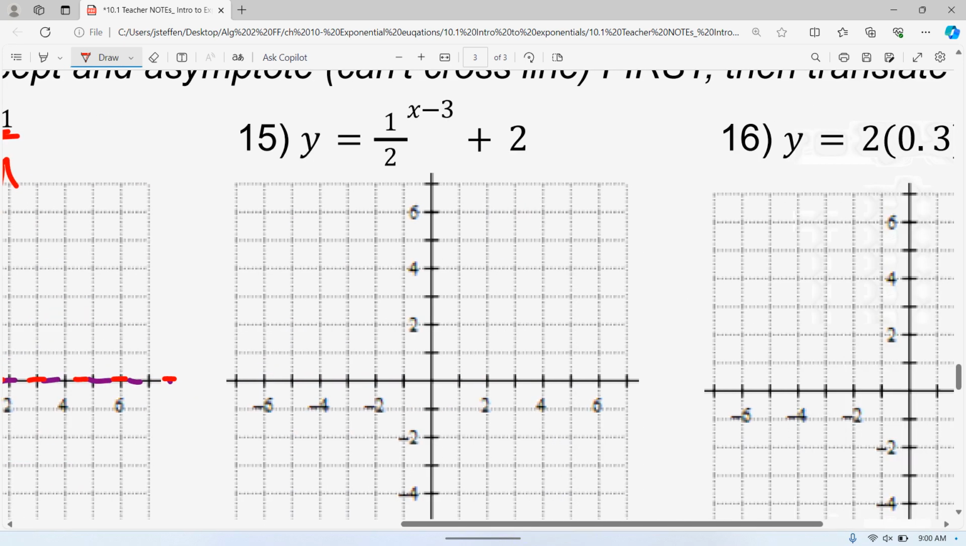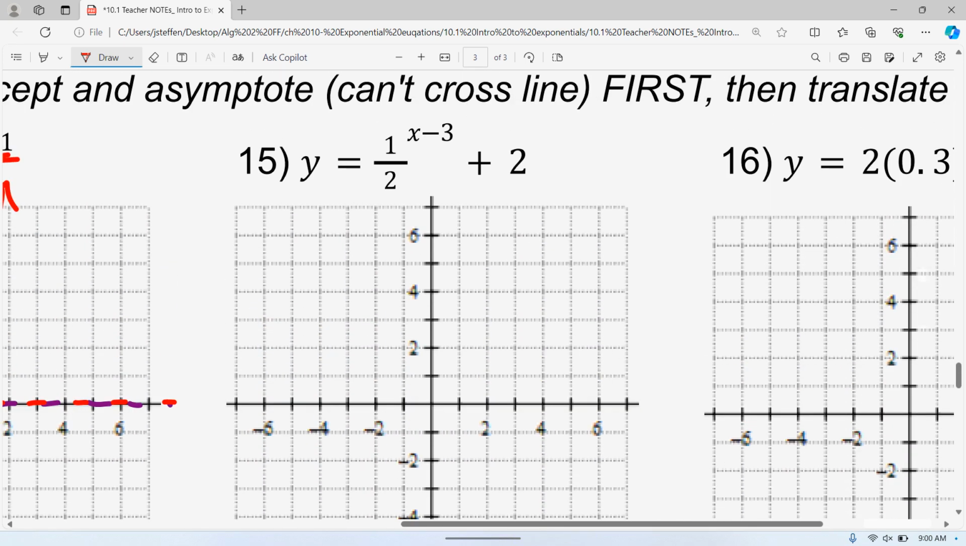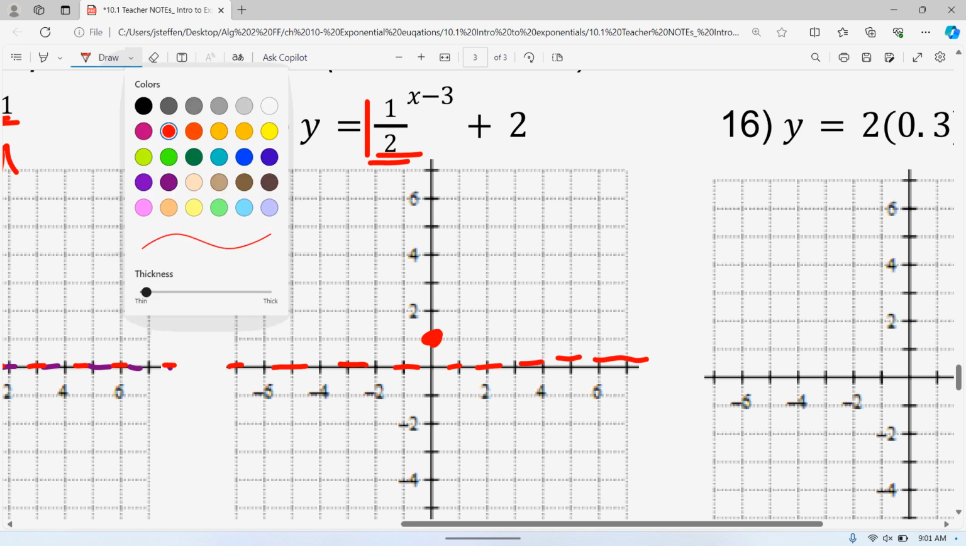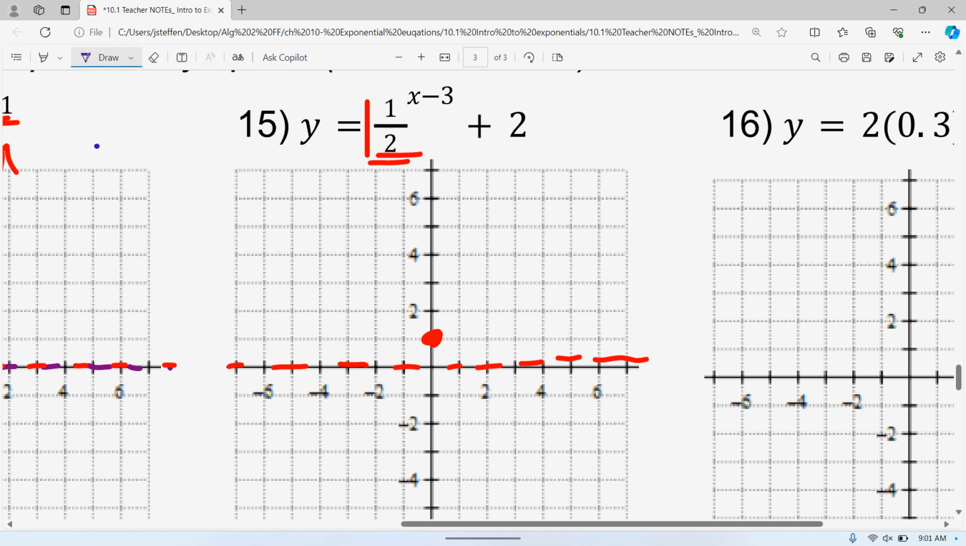Number 15, do the same thing. This one, again, this is not your y-intercept. That's your base number. That tells you if it's growth or decay. So technically, my y-intercept is 1. So my y-intercept is starting at 1. My asymptote is always 0. From here, we go to the right 3 and up 2. So up 1, 2, to the right 1, 2, 3. So that's my new point, where my y-intercept was.